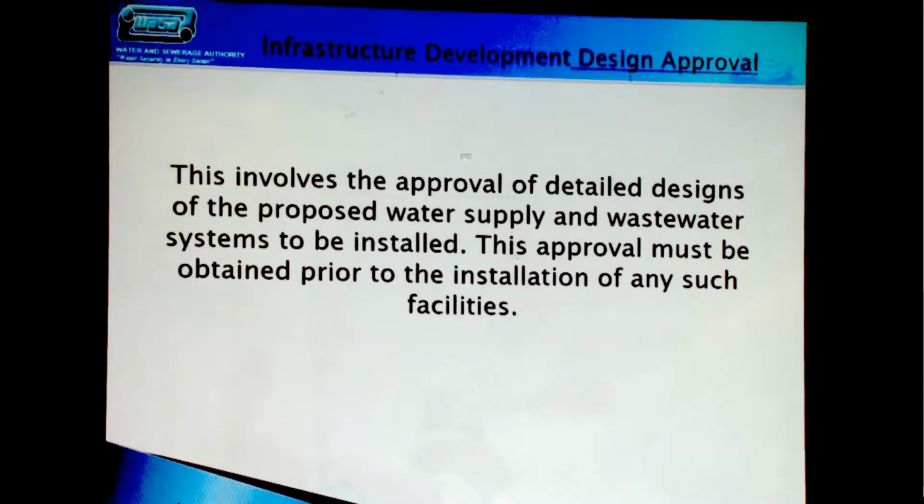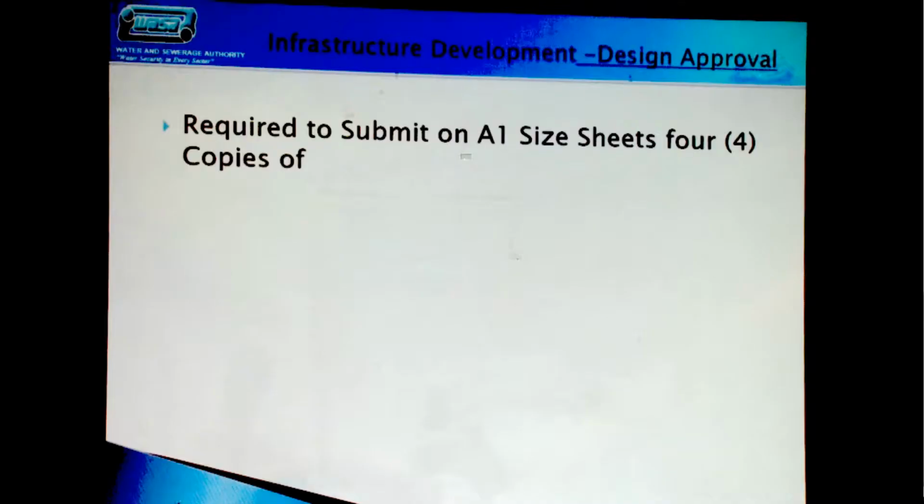And right, just double checking with this. Right, so the design requirement: 4 copies of each one of your designs that you submit on A1 size sheets. And we're very specific about that. A1 is equivalent to 24 by 36.